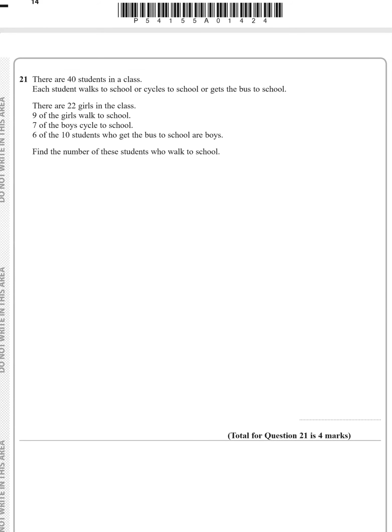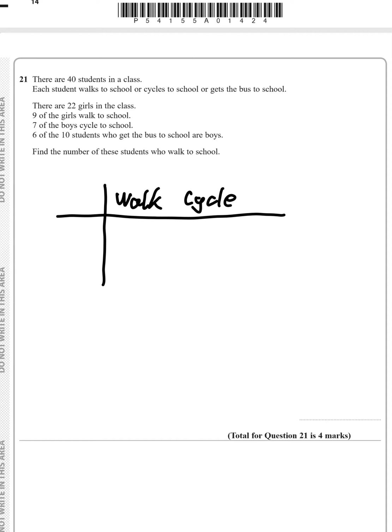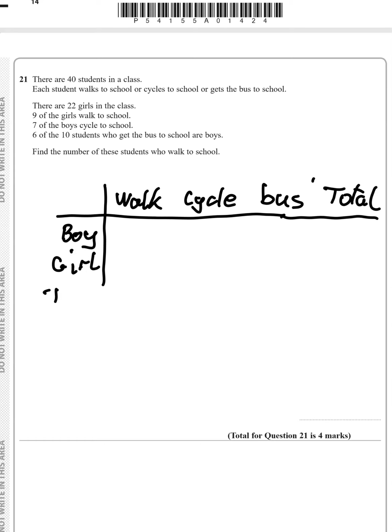There are 40 students in a class. Each student walks to school, cycles to school, or gets the bus. There are 22 girls in the class. 9 of the girls walk, 7 of the boys cycle, 6 out of 10 students who get the bus are boys. Find the number of students who walk to school. Right, this has got a two-way table, so let's set it up. We've got walk, cycle, can't spell cycle, or bus. And then we've got the total at the end. And we've got boy, girl, total.